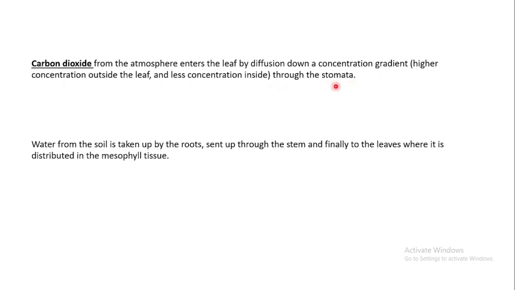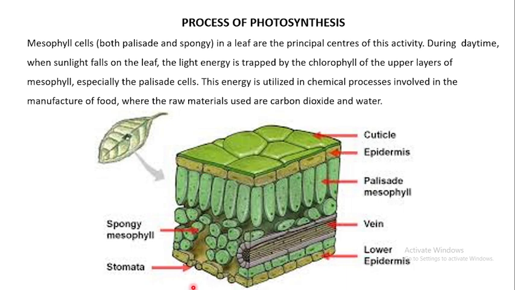It enters through stomata. Now water from the soil is taken up by the roots, sent up through the stem, and finally to the leaves, where it is distributed in the mesophyll tissues. So if you see here, from the stomata the carbon dioxide enters. Carbon dioxide enters through here, water enters through here, and sunlight falls maximum on this upper epidermis.